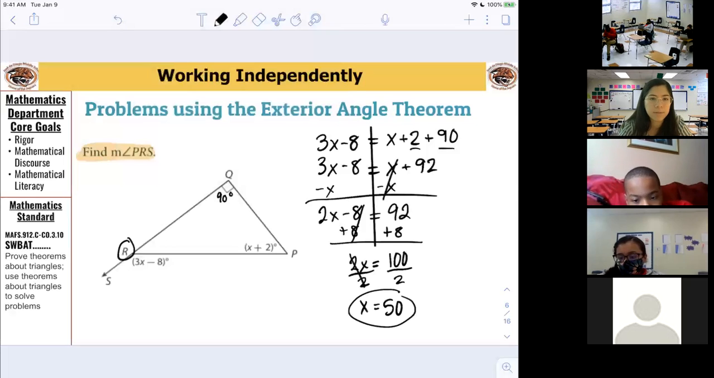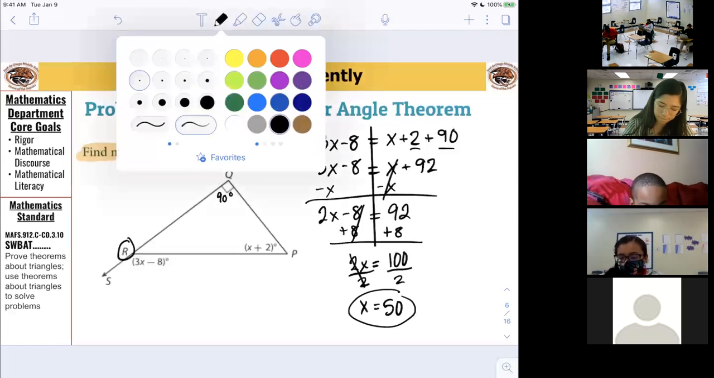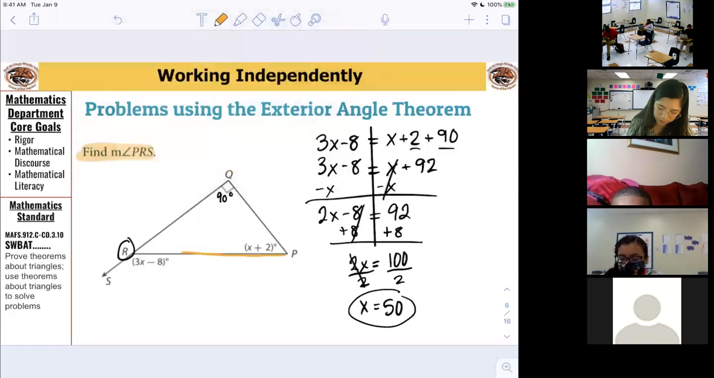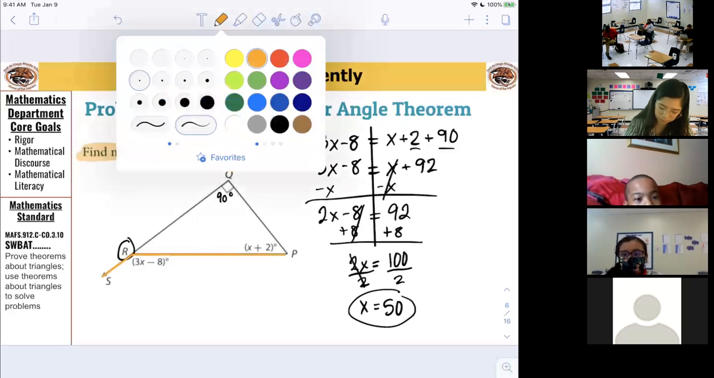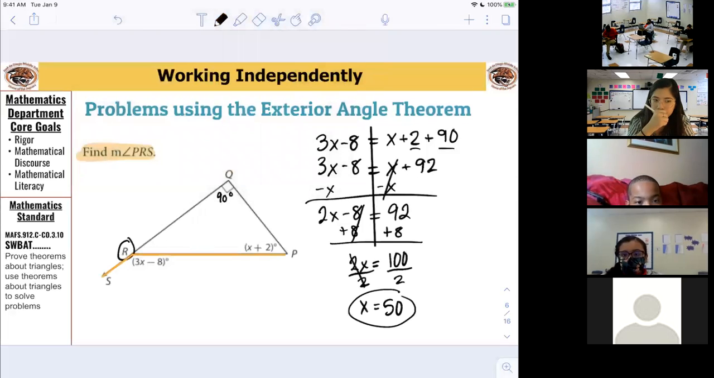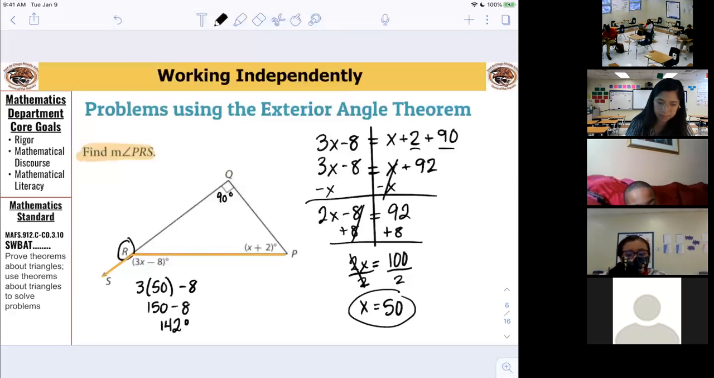What's the question asking for? The measure of angle PRS. It will be 142. How'd you get 142? Multiply 50 by 3, which is 150, and minus 8 is 142. Good job. Nice job, Daniel.